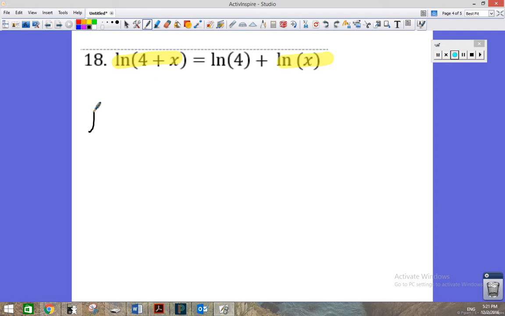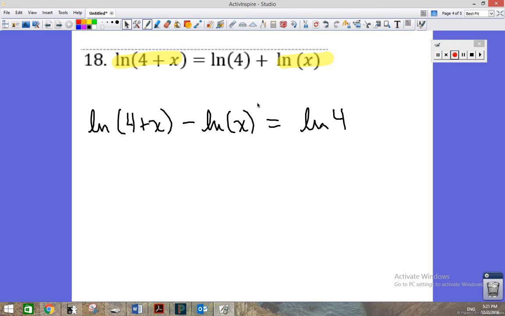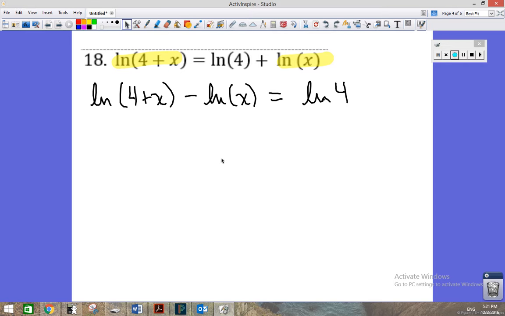I'm going to keep this natural log of this binomial, 4 plus x, right where it is. But I'm going to subtract the natural log of x from each side so that I have these terms that contain my x on the same side of my equation. Now, I have a property of logarithms that's the quotient rule. It says if you have a difference of logs, you can condense that to a single logarithm. And it'll be the 4 plus x in the numerator, and this x will be in the denominator. So I have a single fraction. The natural log of this ratio is equal to the natural log of 4.